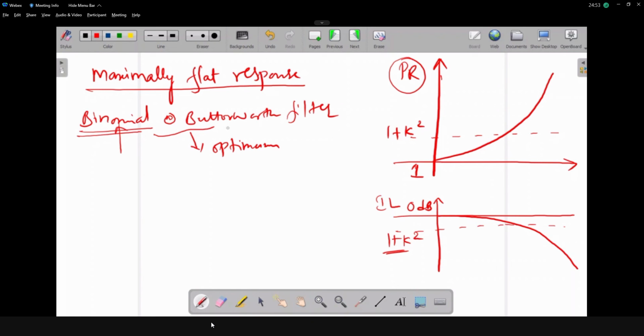That means it provides the flattest possible response. You can see the response here: there are no ripples in the pass band. Also, there are no ripples in the stop band. The ripples don't come in the stop band; it will go like this. So in the stop band, and this is the pass band. So this is the flattest possible.